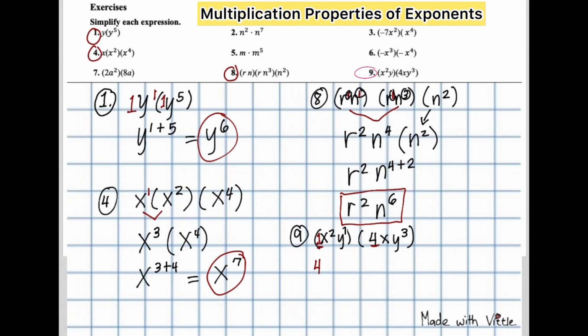Now the x squared times x to the first power. Add their exponents, that's going to be x to the third power. Now the y times y to the third power. Add their exponents, and that's going to be y to the fourth power. And this is now our final answer in simplest form, 4x to the third power, y to the fourth.